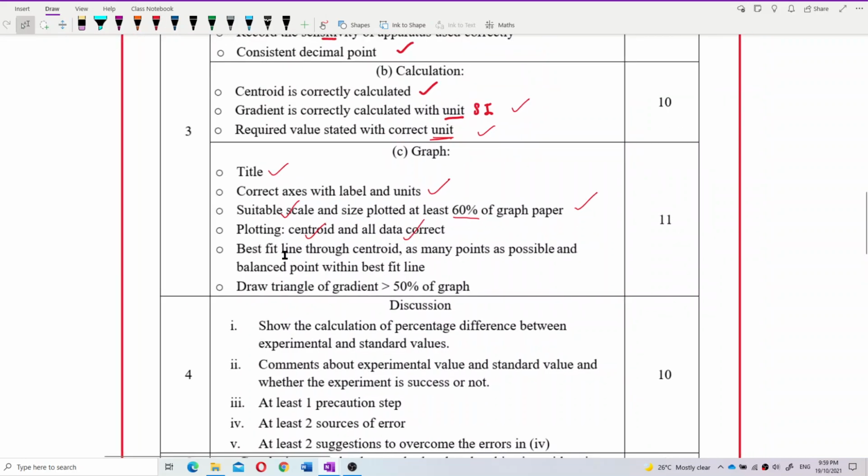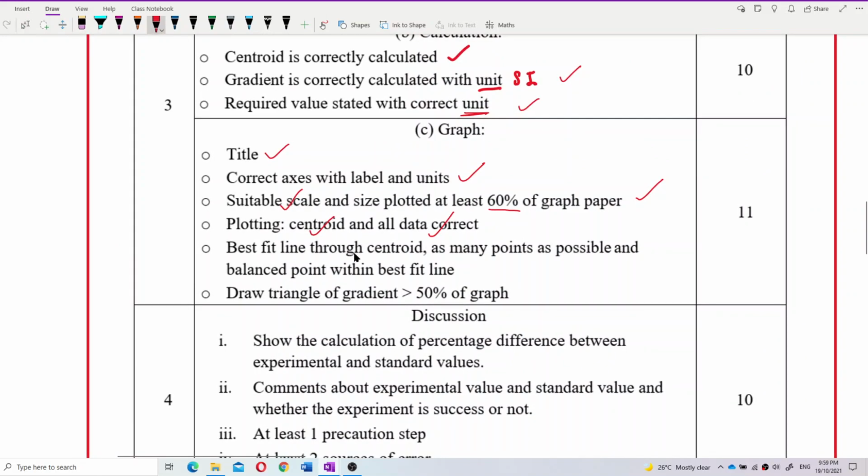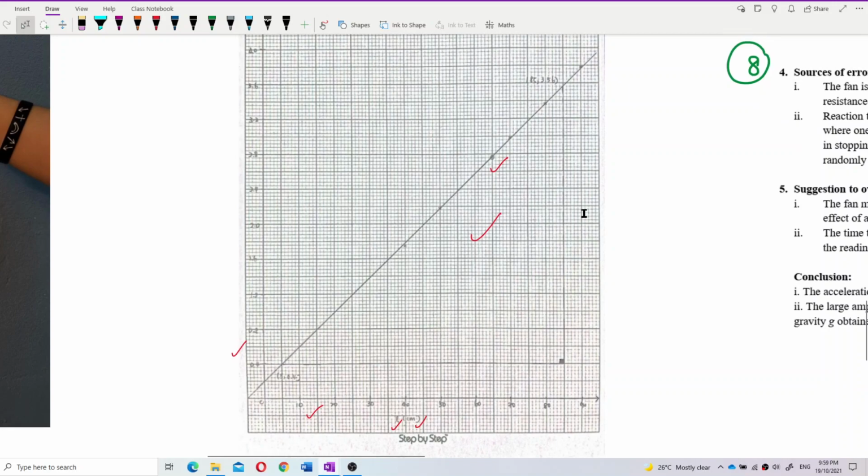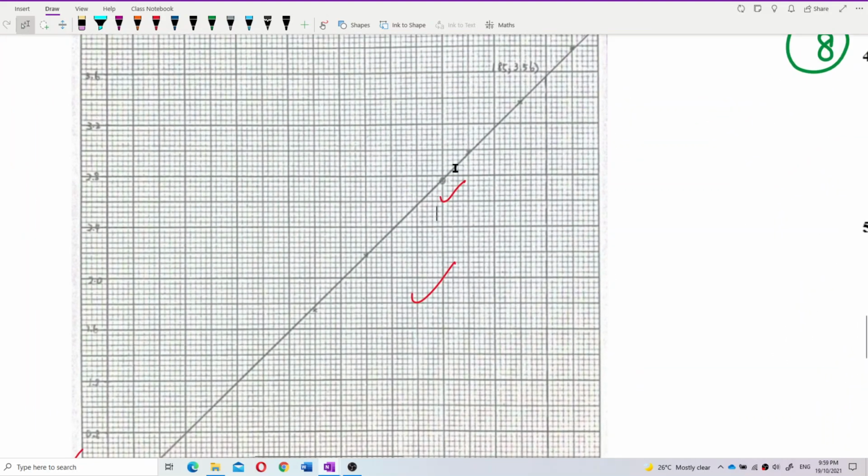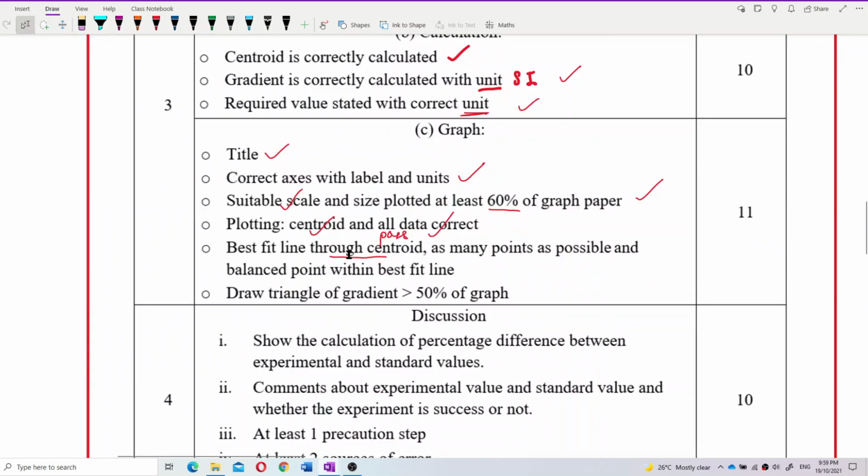And then the best fit line through the centroid. It must pass through the centroid. Do you pass through the centroid? Yes, the graph passed through the centroid. You see that? It passed through the centroid.